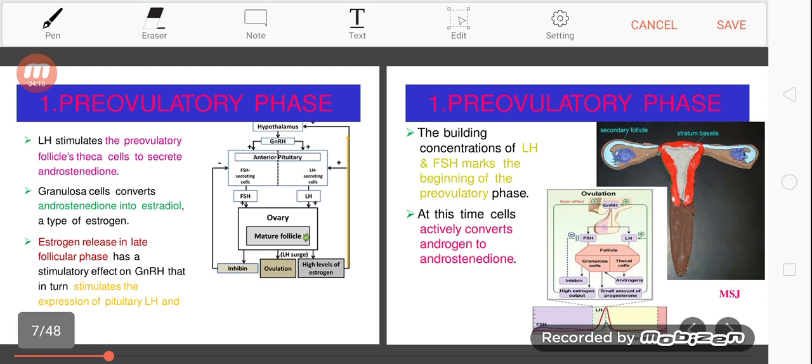towards the mid ovarian cycle or end of follicular phase, the LH actually stimulates the pre-ovulatory follicles' theca cells to secrete androstenedione. So this relates to the hormonal regulation. These follicles are actually the tertiary follicles becoming the Graafian follicles.